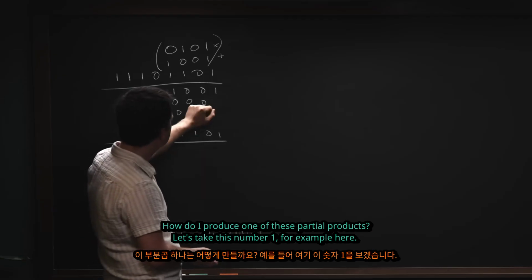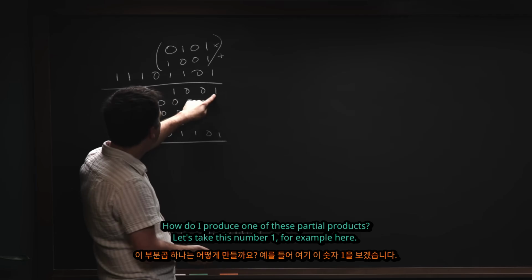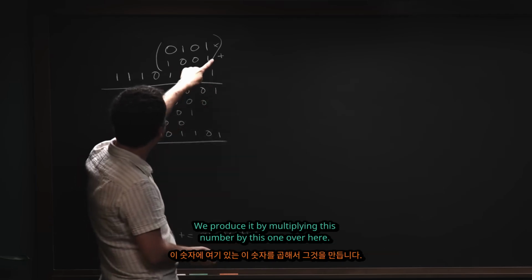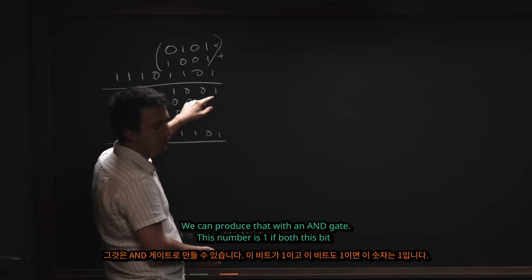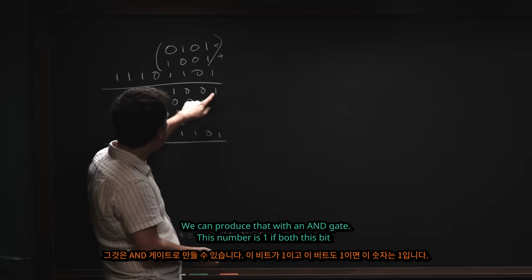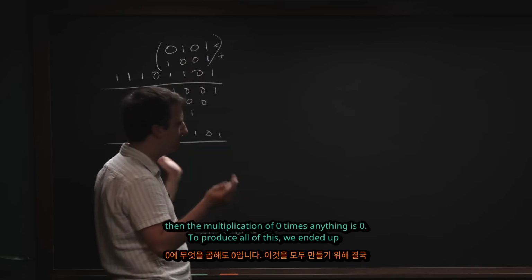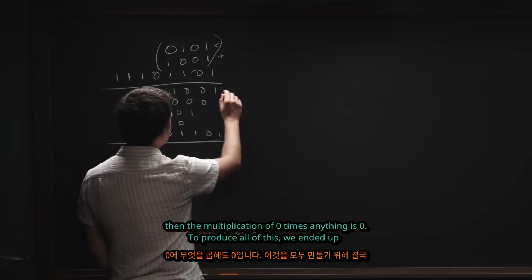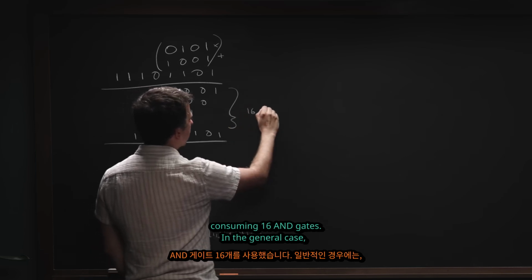How do I produce one of these partial products? Let's take this number 1, for example, here. It is 1. So how do we produce this number? By multiplying this number by this 1 over here. We can actually produce that by an AND gate. This number is 1 if both this bit is 1 and this bit is 1. If either of them is 0, then the multiplication of 0 times anything is 0. So to produce all of this stuff, we ended up consuming 16 AND gates.